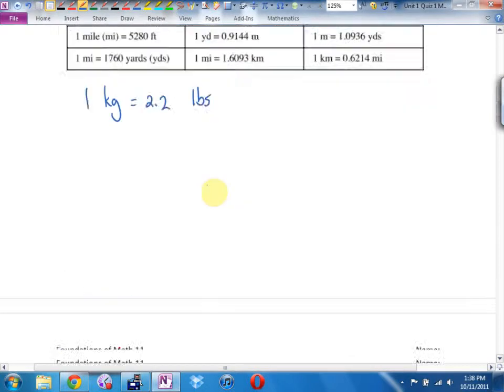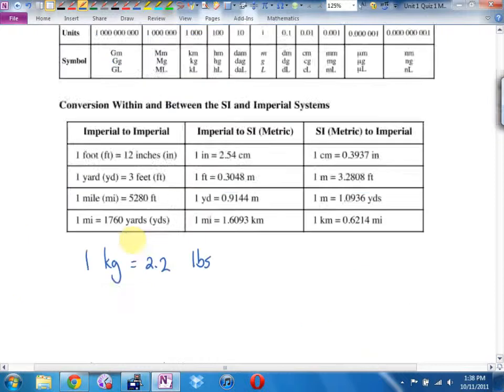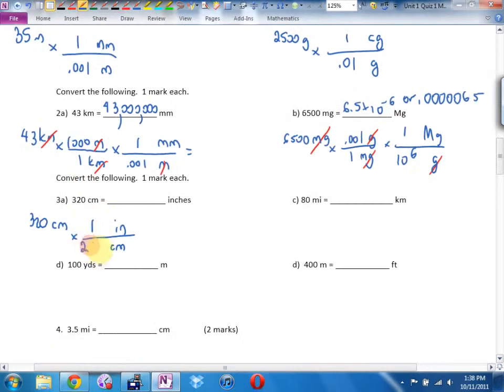I'm going to go like this. Centimeters on the bottom, inches on top. And according to this chart, 1 inch is 2.54 centimeters. So it looks like I'm going to go 320 divided by 2.54. Times by 1. Am I going to bother timesing by 1? No.